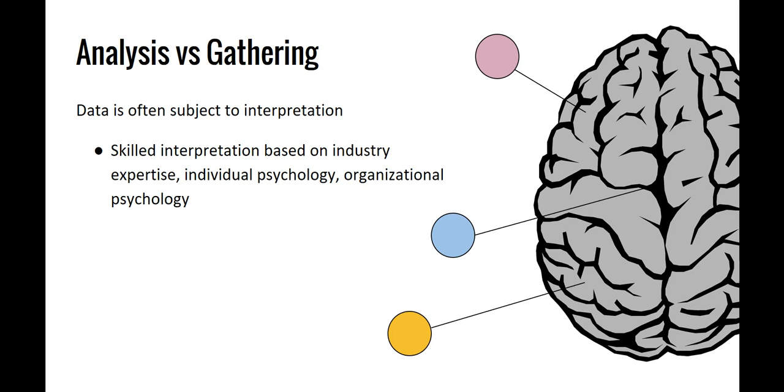In other words, being smart and thinking about the data so that you know what it means, and trying different hypotheses or ideas about what the data might mean in order to figure out what it's telling you you should do. Skilled interpretation of data has to be based on industry expertise, an understanding of individual psychology, an understanding of organizational psychology. Basically, you have to bring a lot of brain power and a lot of critical thinking to any data set in order to make good predictions based on it. It's often a team effort.